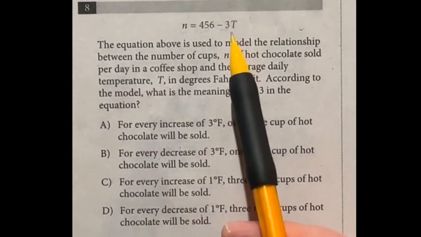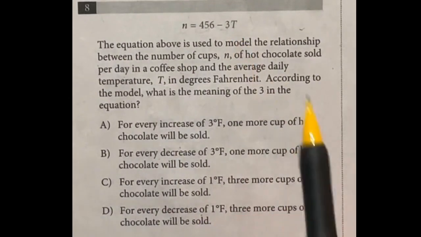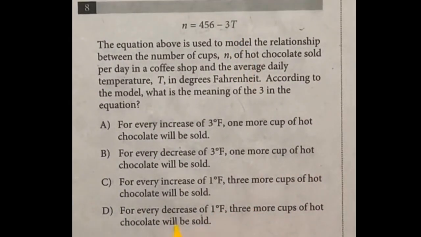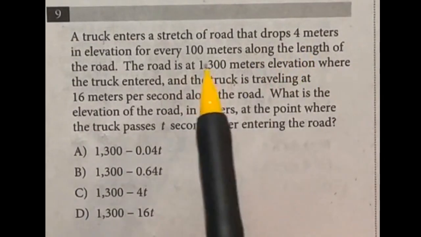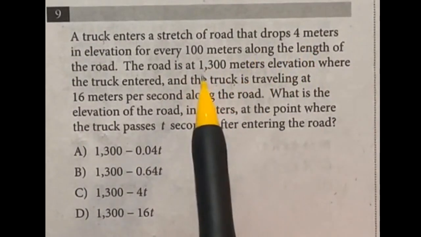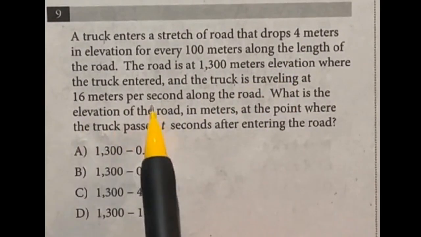As mentioned before, it's based off the x, so for each 1 unit of x, we want to know how many changes in the cups. So I'm looking at a decrease of 1 for 3 more cups. Answer's D. So in this question, it says that the road drops 4 meters for every 100 meters. They're starting at 1,300 meters, and they're moving at 16 meters per second.